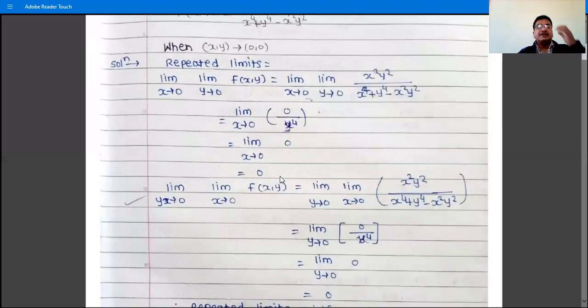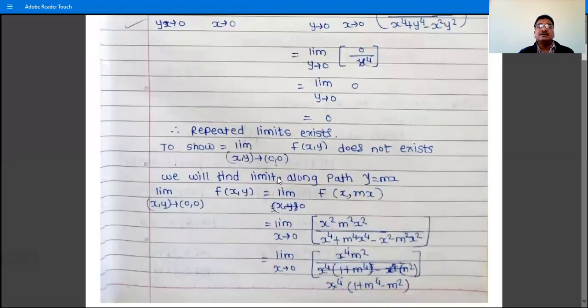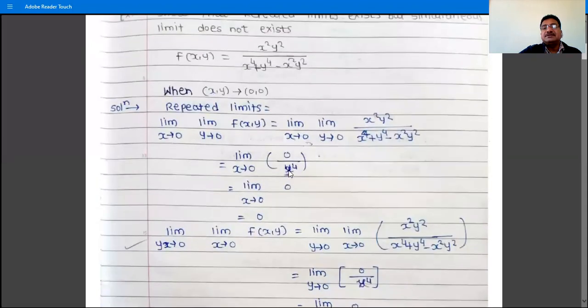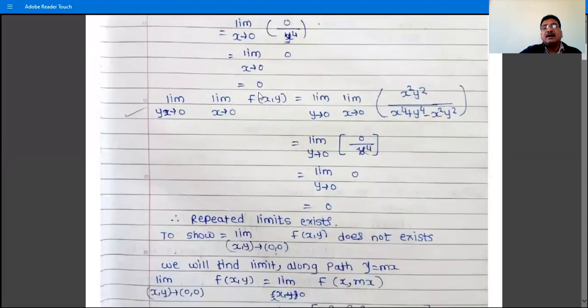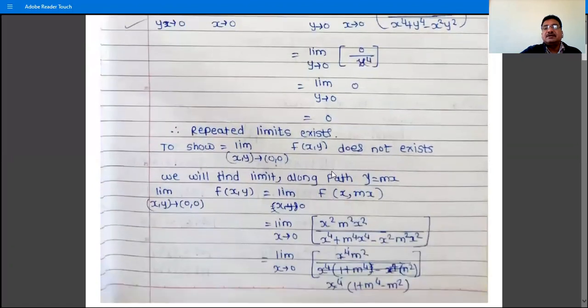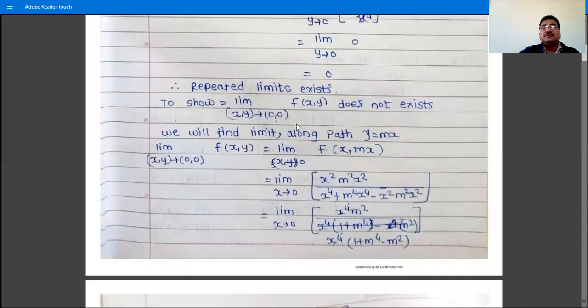If the repeated limits exist and are not equal, then we can say that the simultaneous limit does not exist. But if the repeated limits exist or do not exist, or they are equal, then we cannot say anything about the simultaneous limit. So this simultaneous limit does not exist. How can we show that the simultaneous limit does not exist?